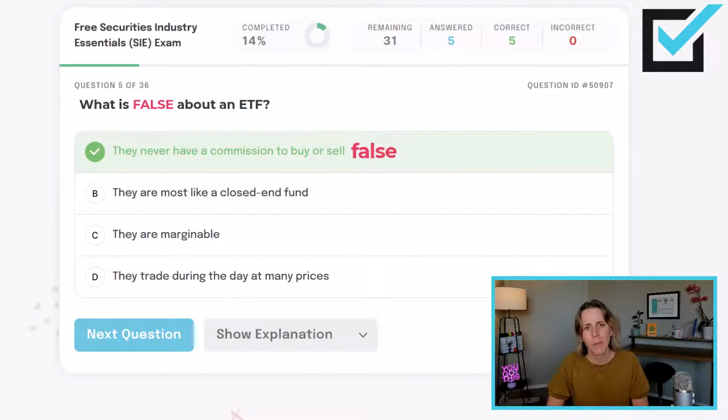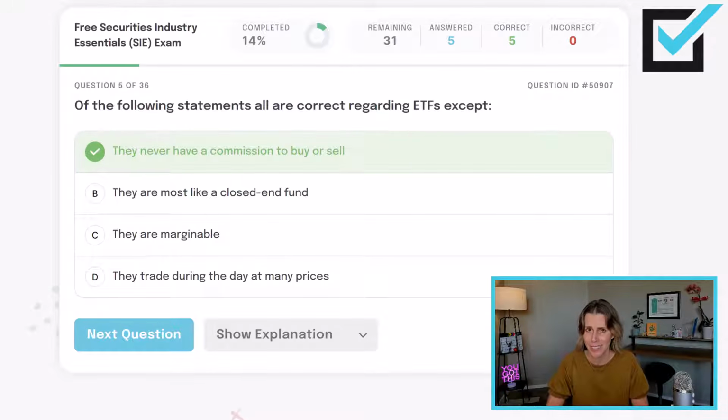I can't tell you how many times students reach out to me and tell me that question answer is wrong. Yes, because you're looking for what is false. Don't get tricked during your exam. Be careful.